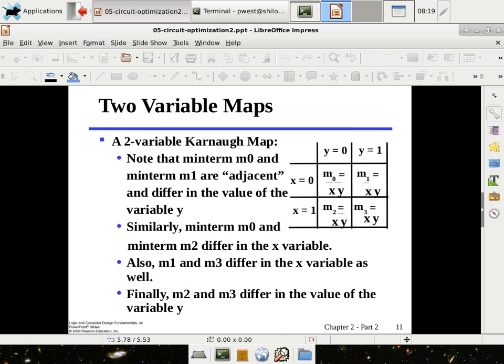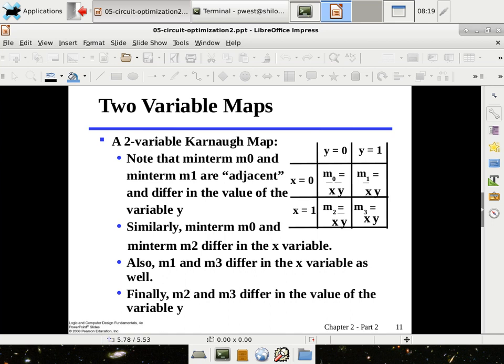I'll give you the first one. X naught, y naught. Sure. Okay? How about for this one? Yeah, X, Y naught. Is that right? X naught, Y. X not, not Y? Yeah, there we go. Because the bit that's on tells you what is normal and not complemented.